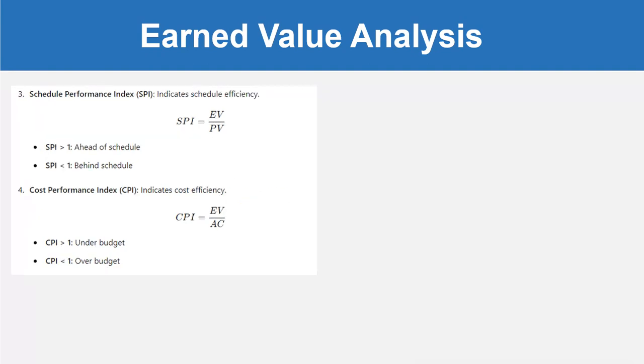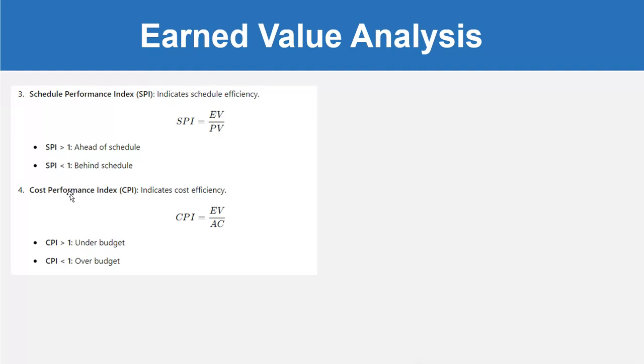Another formula is schedule performance index, that is SPI, which indicates schedule efficiency. That means SPI is equal to earned value divided by planned value. If SPI is greater than 1, that means ahead of schedule. If SPI is less than 1, that means behind schedule.